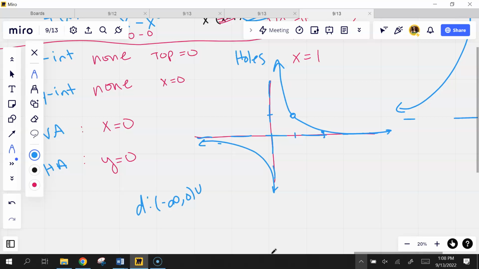And now from what to what? Why do y'all keep saying 2? 0 to 1. Because I'm just leaving the 1 out because it's a what? A hole, thank you. And then 1 to infinity. And then range.